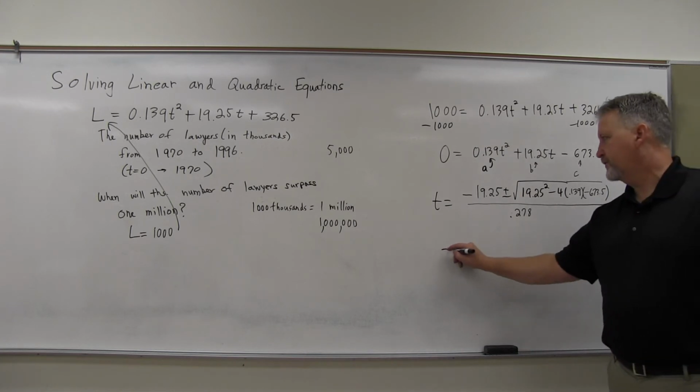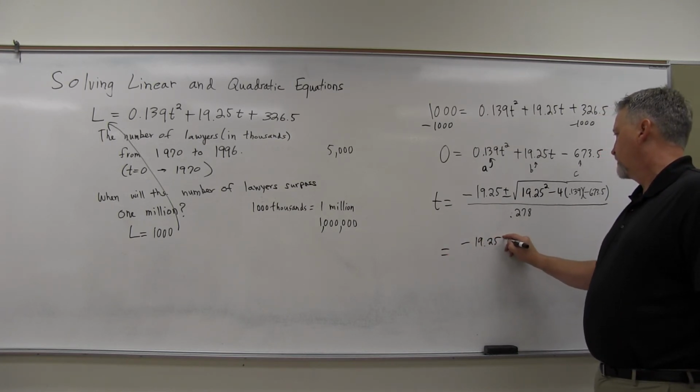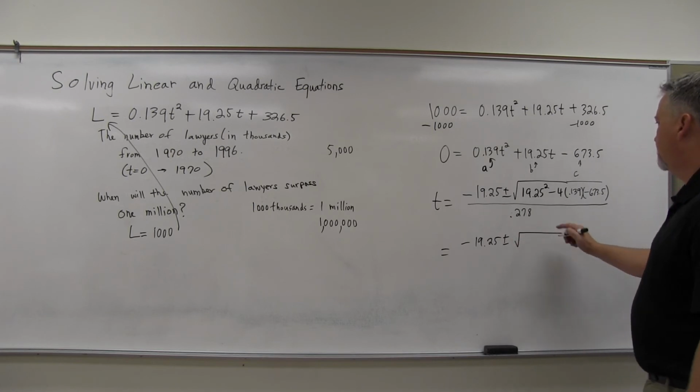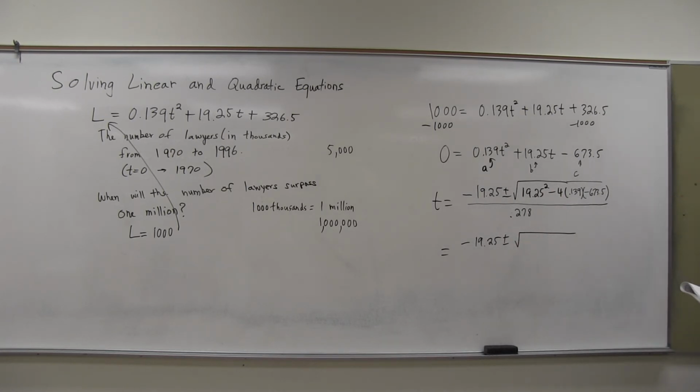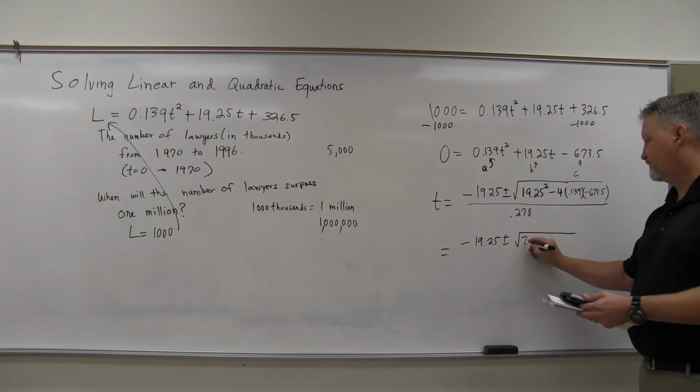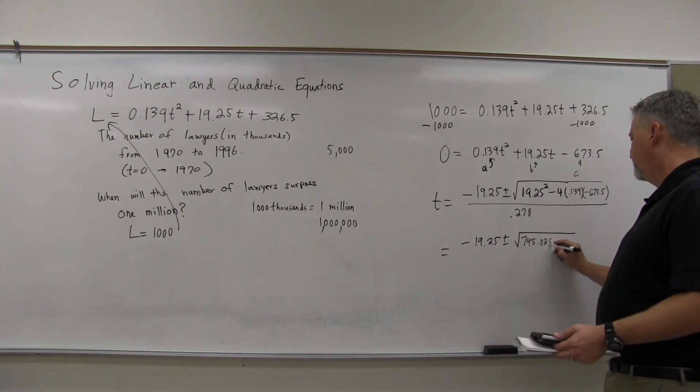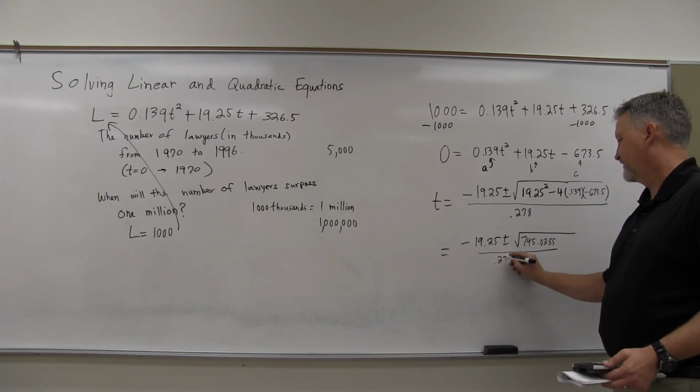Okay. So negative 19.25 plus or minus the square root of 19.25 squared minus 4 times 0.139 times negative 673.5. I'm just going to enter it just like that. It's 745.0285. Okay.